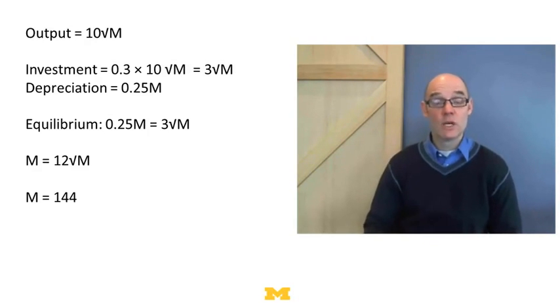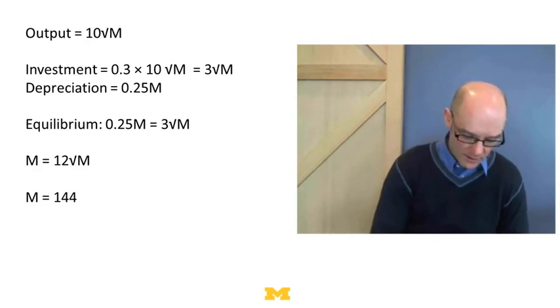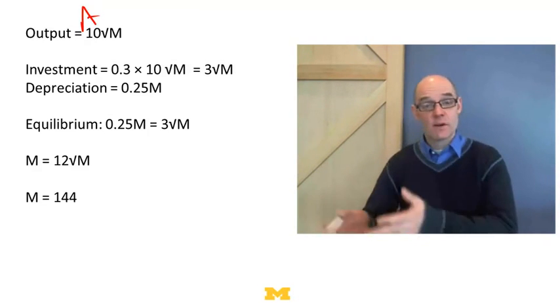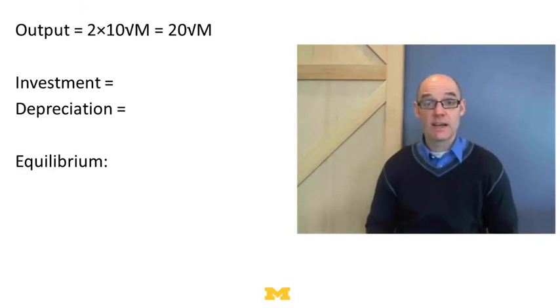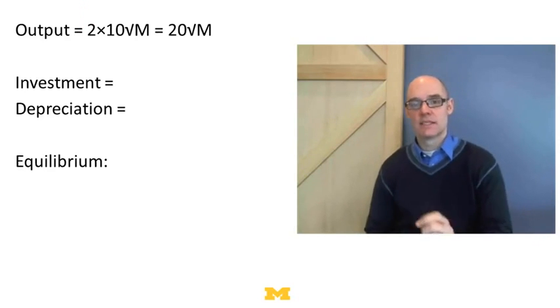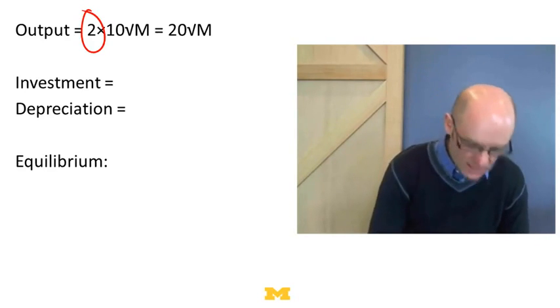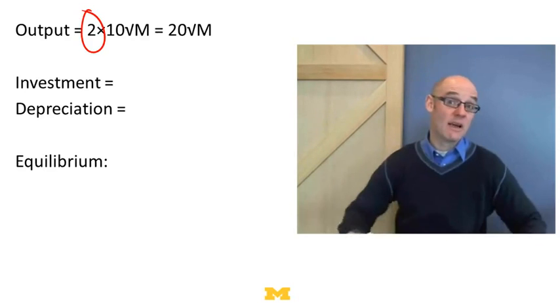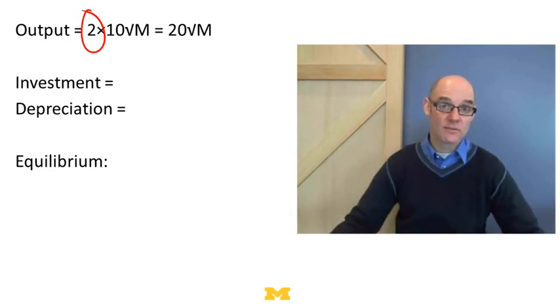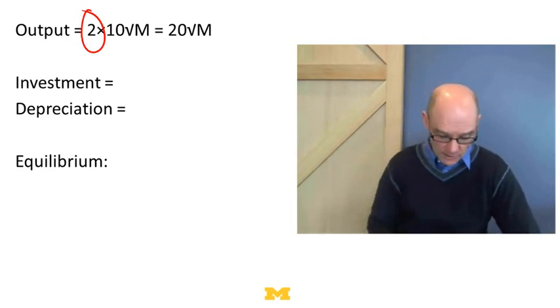What innovation would do would be put an A in front of this, right? So now we'd have an A in front of this 10 times the square root of m. So let's do that, and let's see what happens. So now we're going to say that output is 2 times 10 times the square root of m. We're going to assume that somebody had a technological innovation, and our coconut machines are now somehow like everything's twice as good. We're twice as productive. Okay, well now let's walk through the math.